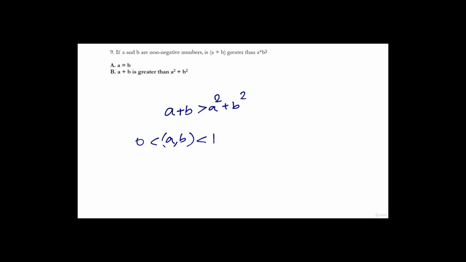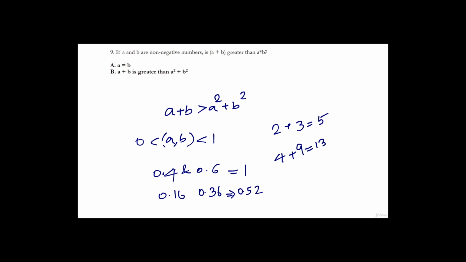For example, let us take 2 and 3 for A and B. So A square is 4 and B square is 9, which adds up to 13, but A plus B is just 5. So this doesn't satisfy. But if you consider, for example, 0.4 and 0.6 for A and B, then 0.4 plus 0.6 is 1, but 0.4 square is 0.16 and 0.6 square is 0.36. When we add these two, we get 0.52, and A plus B is greater than A square plus B square. So the second statement's condition is satisfied only for decimal numbers.